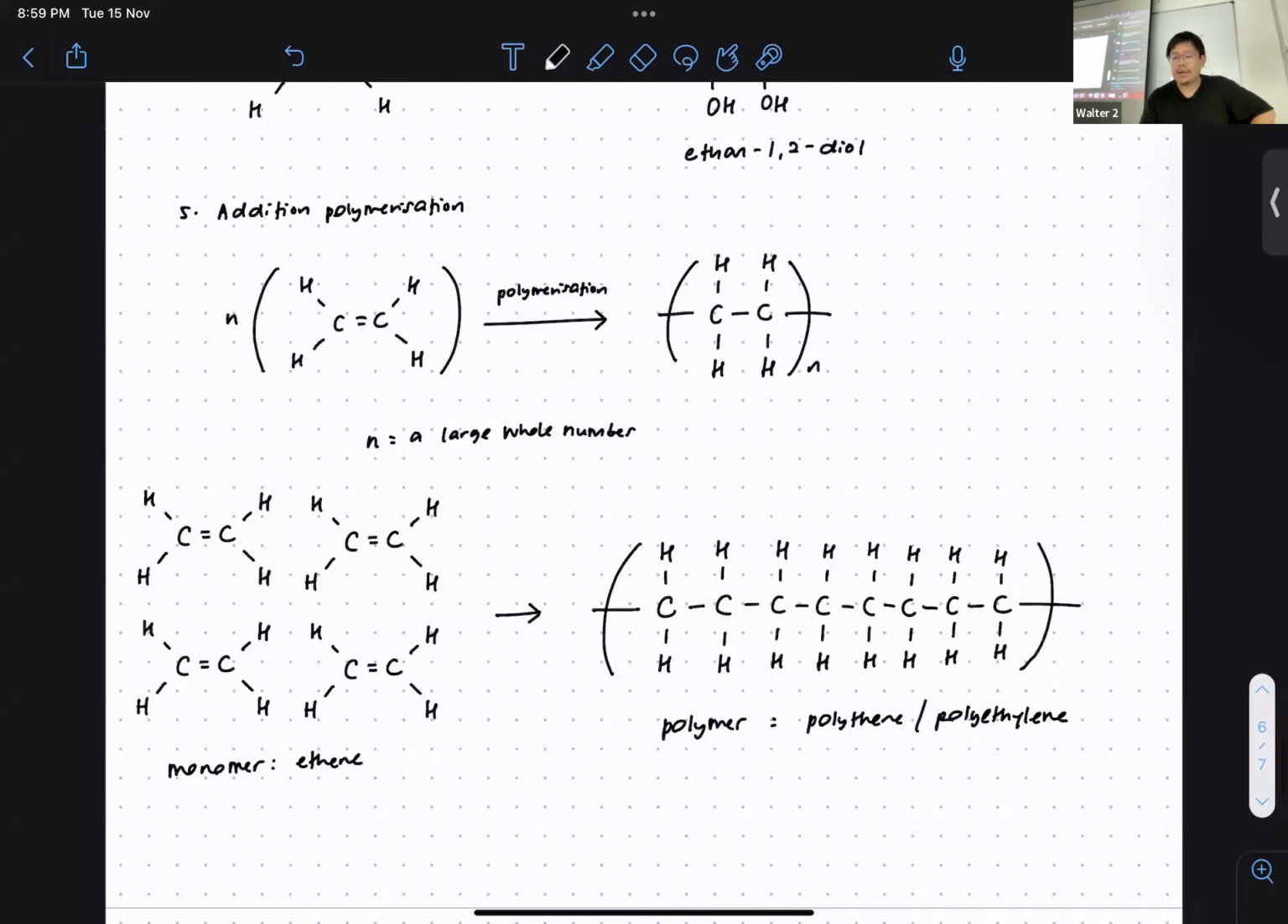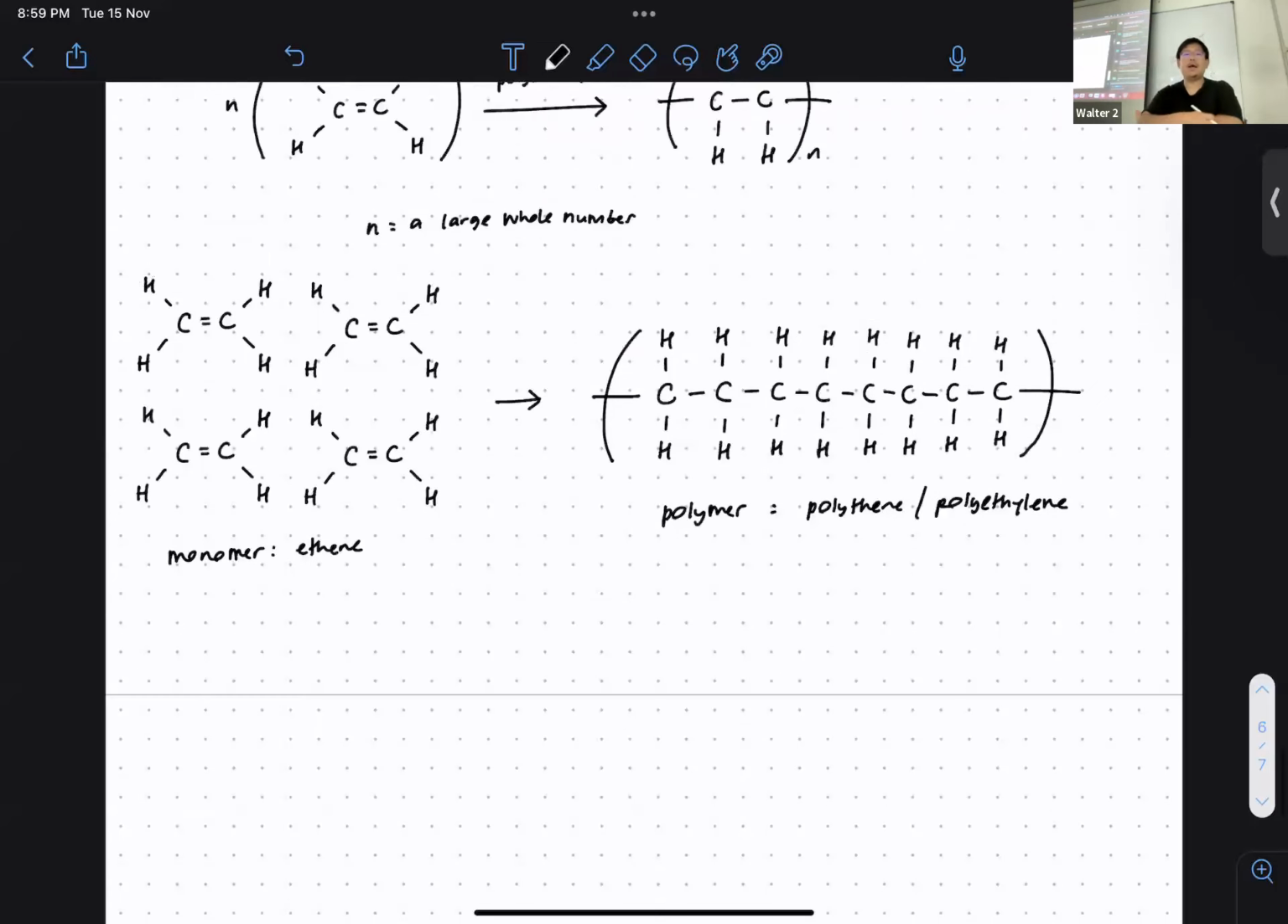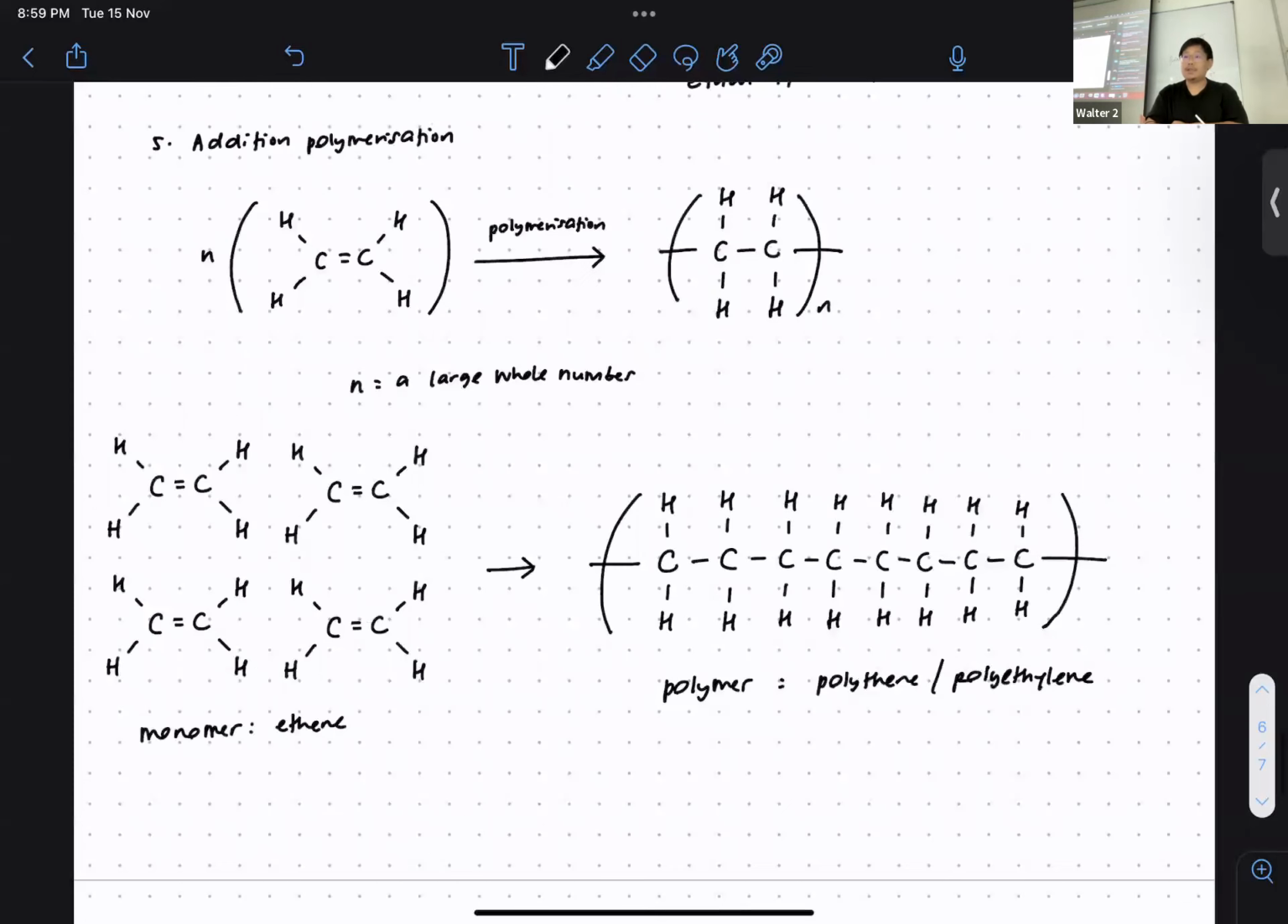How does polymerization happen? Usually under suitable conditions, which I'll explain when we reach there, where you have a catalyst and then you have heat. Together with that, you allow the double bonds to open up. Adjacent molecules will then combine together to form a long chain polymer. That's how it works. The example I give you here is polyethylene. Polyethylene is the plastic bottles that we have.